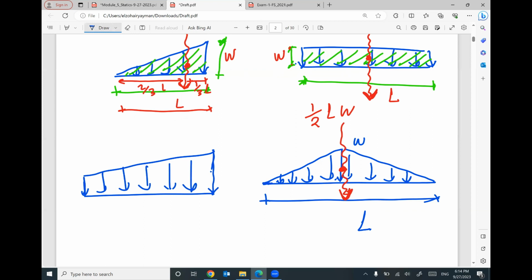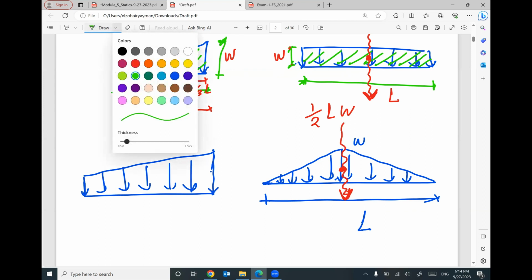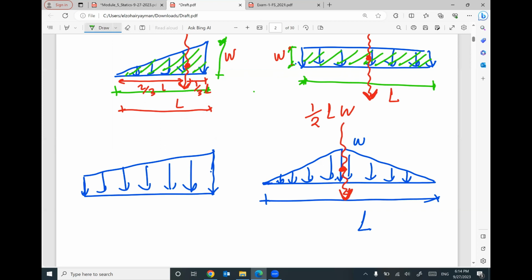How can I work with this one? Unfortunately, yes, I can figure out the area of the trapezoid, but where is the centroid of the trapezoid? I cannot figure it out. Nobody knows where the centroid of the trapezoid is. So I can divide this trapezoid into two shapes.